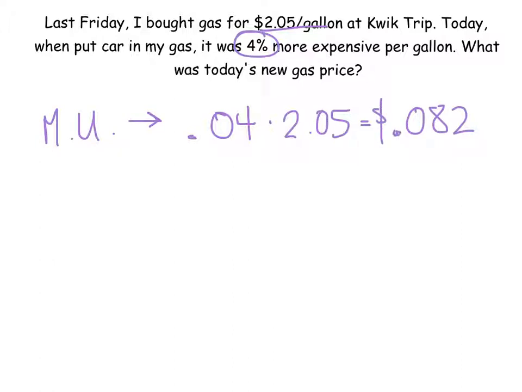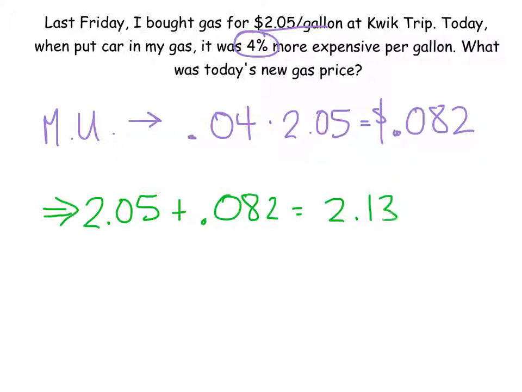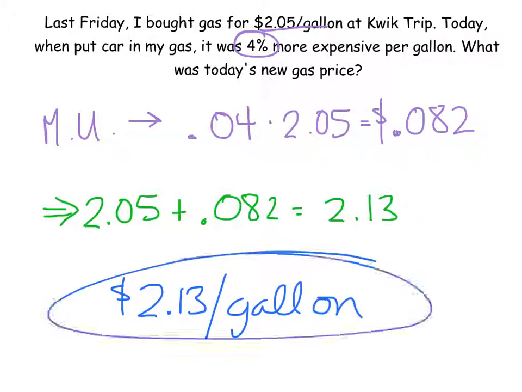Now, take our markup, put it in the equation. Initial cost, 2.05, plus our markup, 0.082, and that equals 2.13 when rounded to money. However, don't forget your label. So gas was $2.13 per gallon when I got gas today.